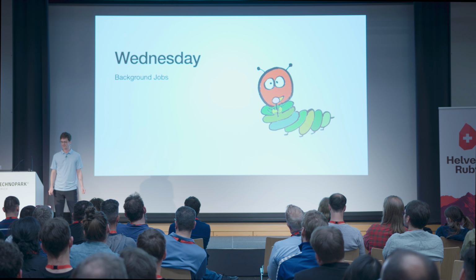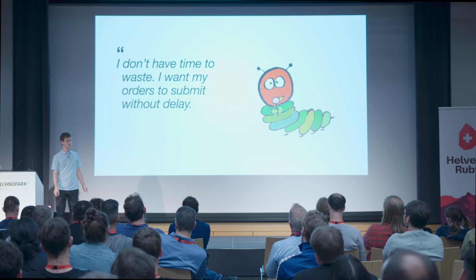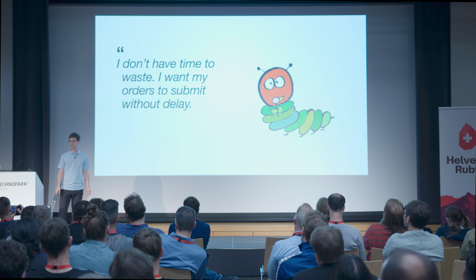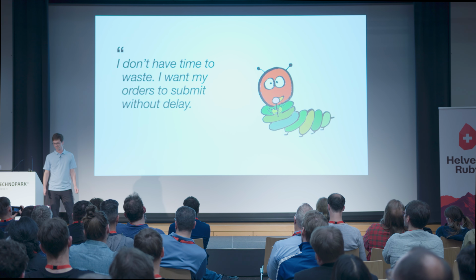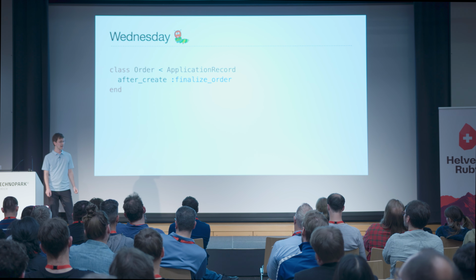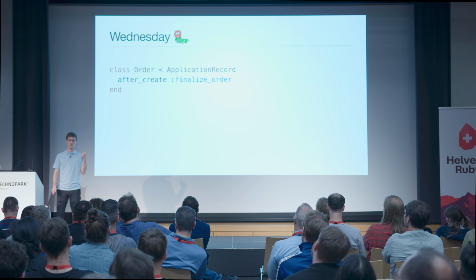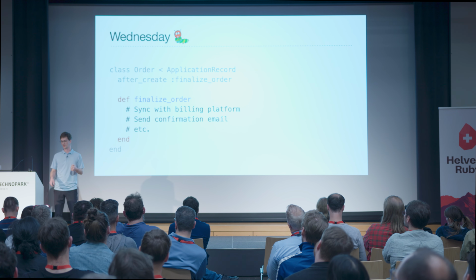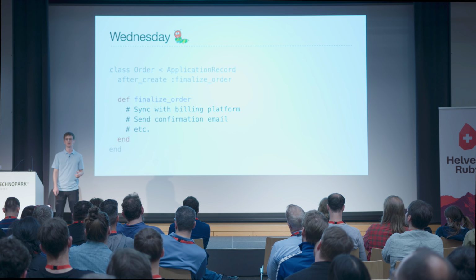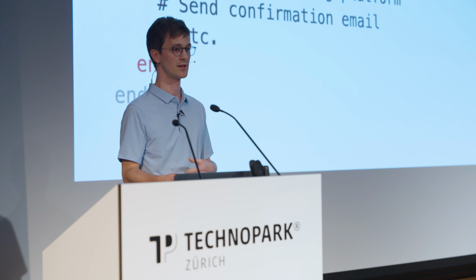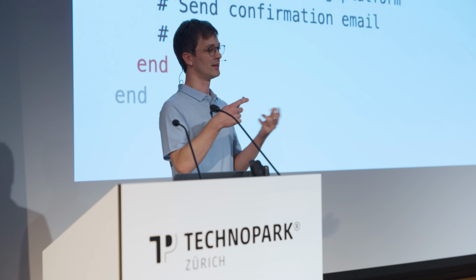Wednesday. On Wednesday, Kat noticed customers complaining that submitting an order took way too long. Nobody likes clicking on a button and waiting for a spinner. Kat tracked this slowness back to this one after create call that was doing a bunch of slow work, like syncing with an external billing platform, sending off confirmation emails, and so on. These are things we often don't want inside of a web request because they can slow down the request. We also don't want them inside of a transaction because they can slow down the transaction, leading to contention like we saw on Tuesday.